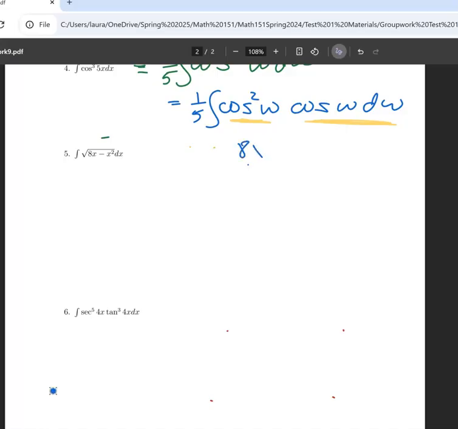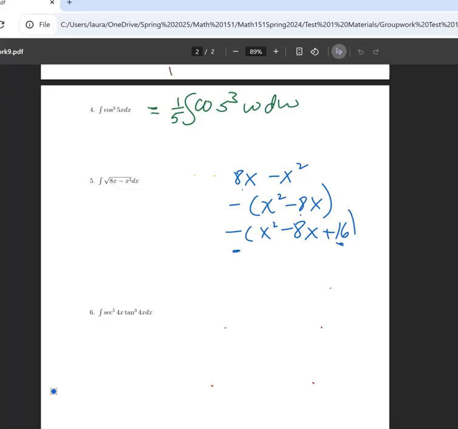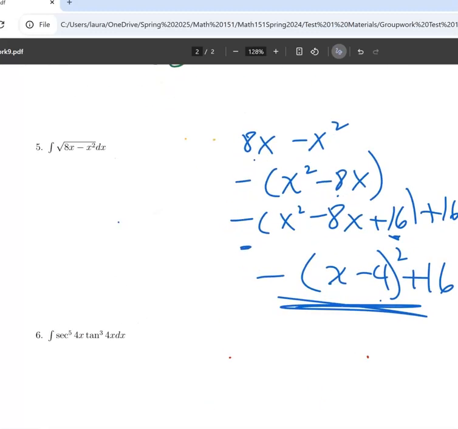If I have ax minus x squared, I'm going to be thinking, wait a second, in order to complete the square, to make a nice square, I want to factor the negative out of those first two terms. Now I'm going to do the completing of the square. So I'm going to take half of negative 8 and square it. So I'm going to add a 16. Oh, but I didn't really add a 16. I really subtracted a 16, so I add a 16. So this is negative x minus 4 squared plus 16. So that's what we're going to put inside the radical: the square root of negative x minus 4 squared plus 16.